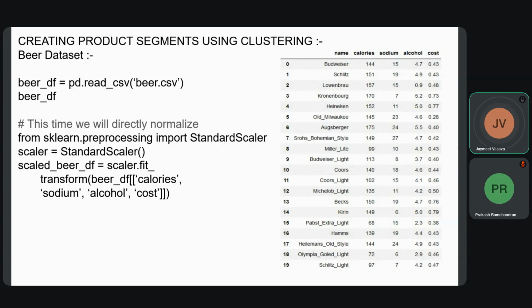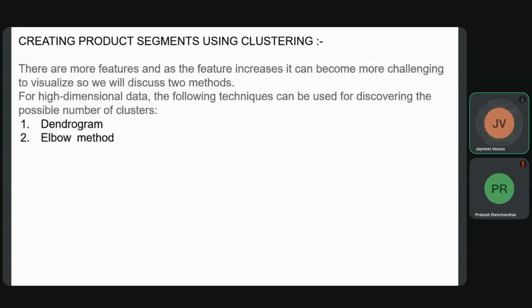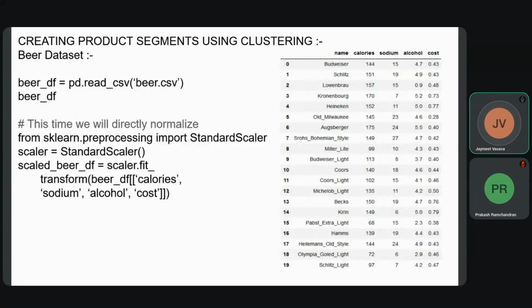So we'll first normalize these values, as we did for the past example. So we'll normalize these values. There are more features, and as the features increase, it can become more challenging to visualize. Like last time, after normalizing, we created the scatter plot on the graph for the clusters to be visualized.